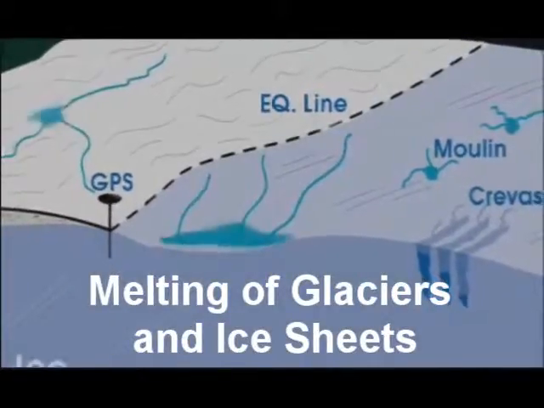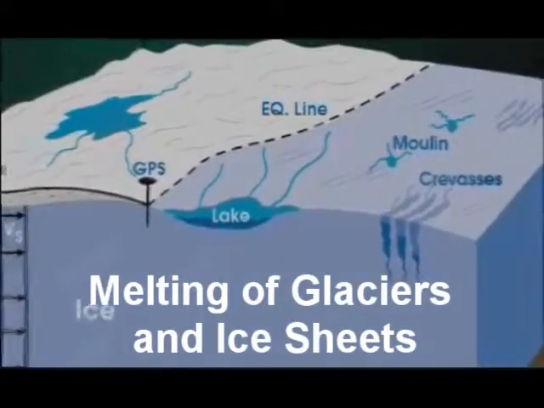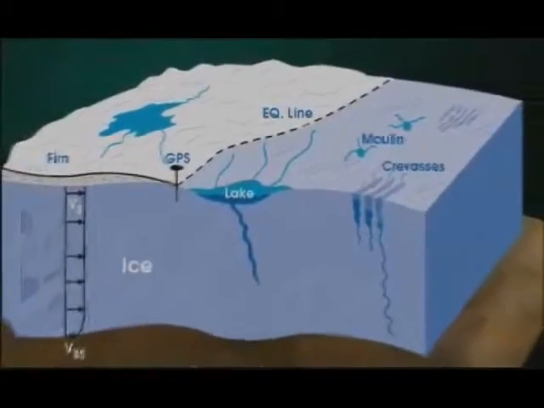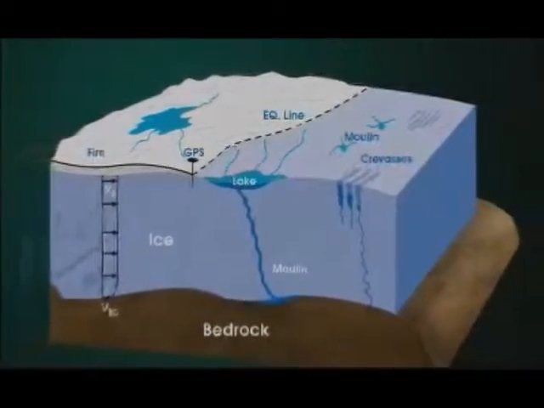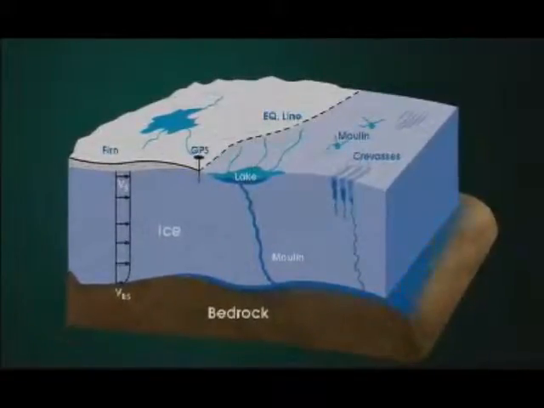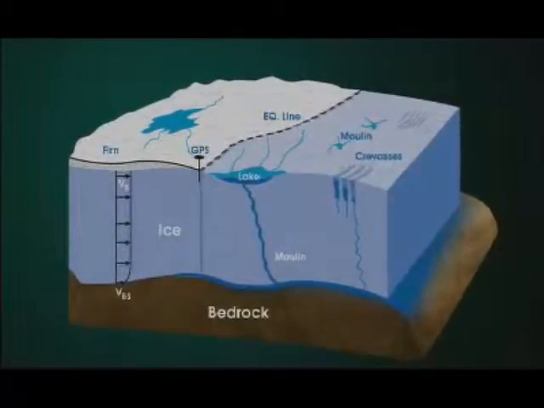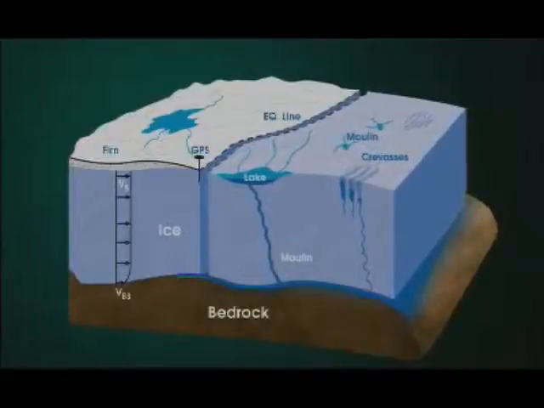Termites. This shows what happens to the crevasses, and when lakes form, they create what are called moulins. The water goes down to the bottom and it lubricates where the ice meets the bedrock.